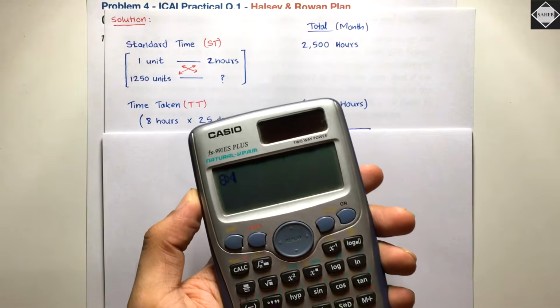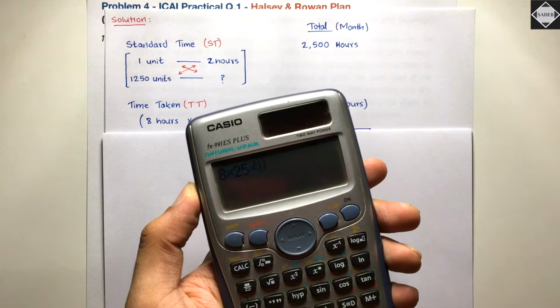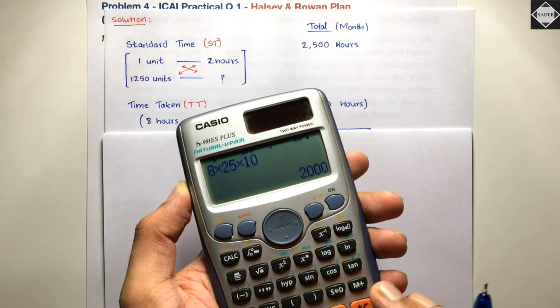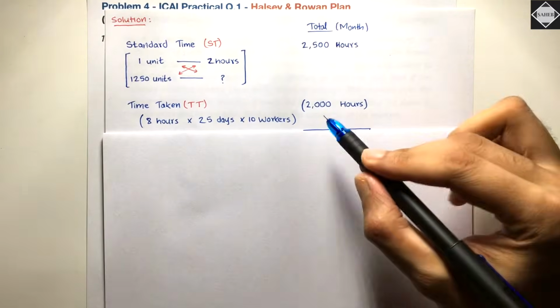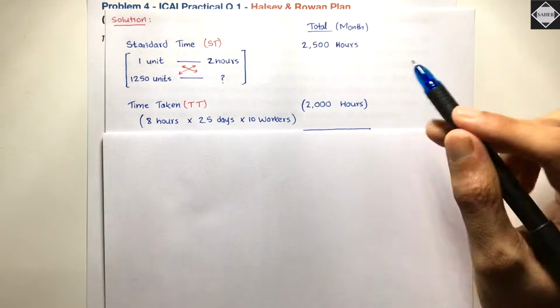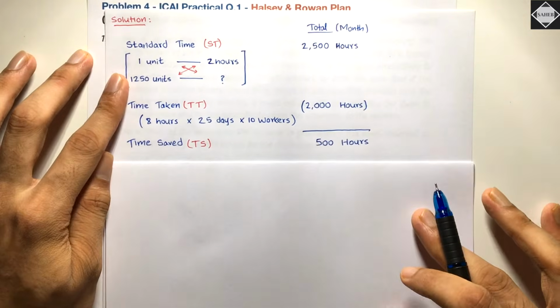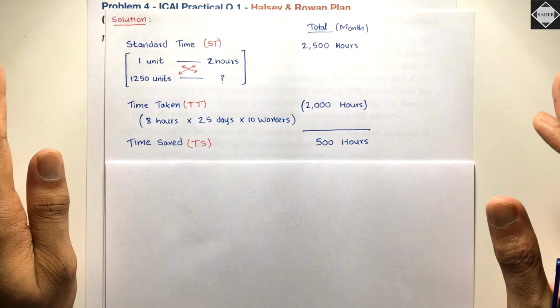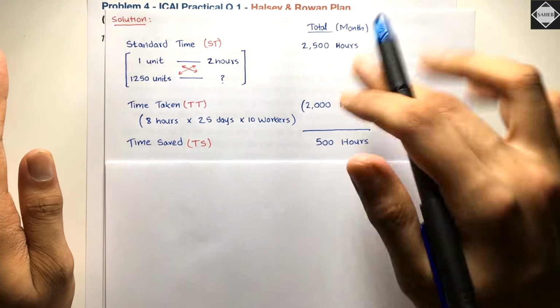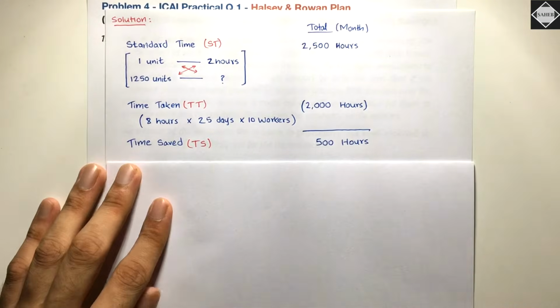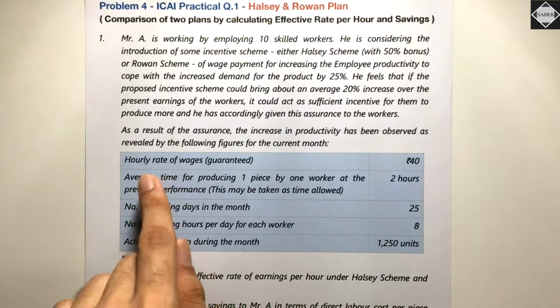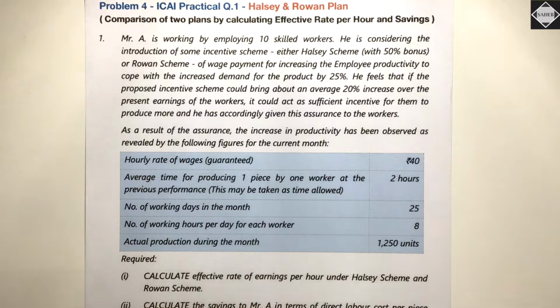8 hours into 25 days into 10, that's equal to 2000 hours. So 2500 were standard time allowed, and this is the time taken. If you subtract these two, you get the time saved. Time saved mostly will not be given in the question; you just have to subtract and find it out. So that's 500 hours. And time rate is directly given in the question, the hourly rate of wages, which is rupees 40.